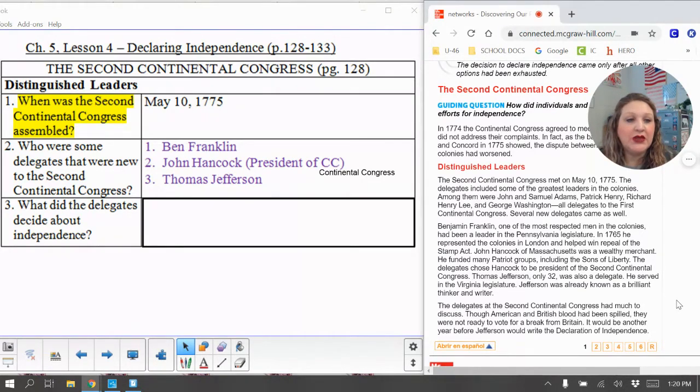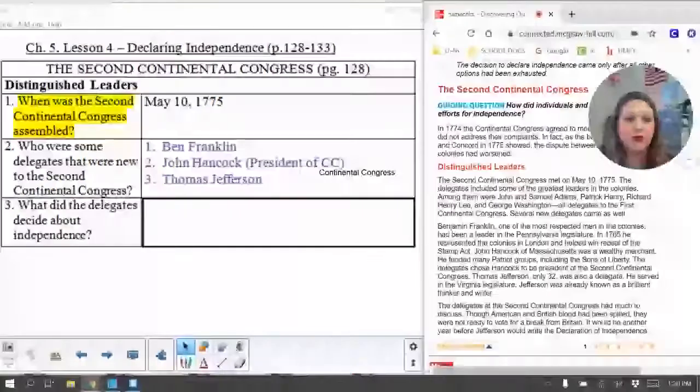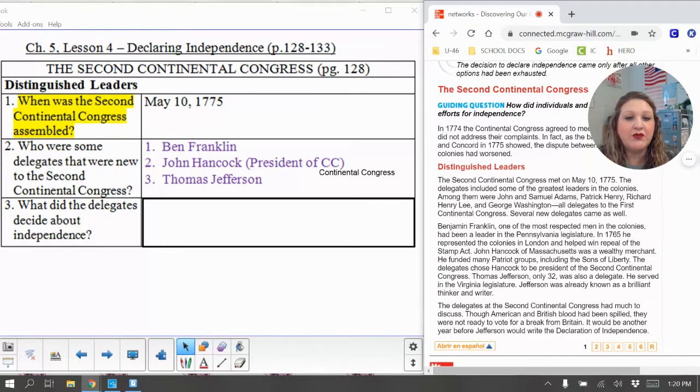So for that, we need to read on a little bit here. The delegates at the Second Continental Congress had much to discuss. Though American and British blood had been spilled, they were not ready to vote for a break from Britain. It would be another year before Jefferson would write the Declaration of Independence. So, what did the delegates decide about independence? Well, they weren't really ready to decide anything.